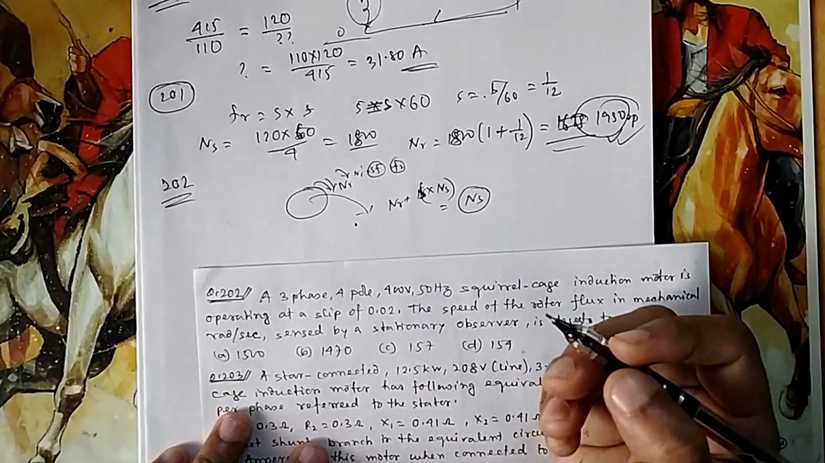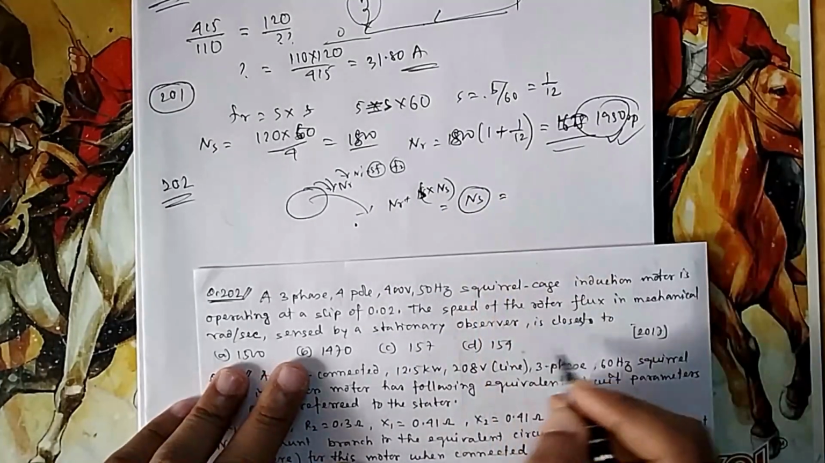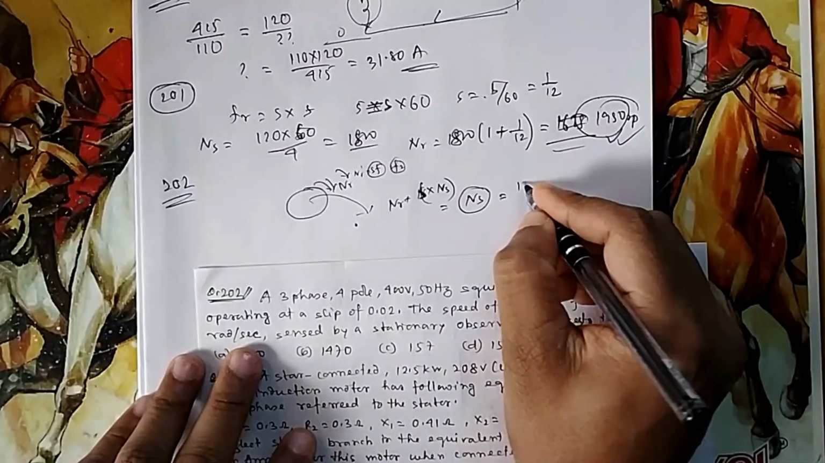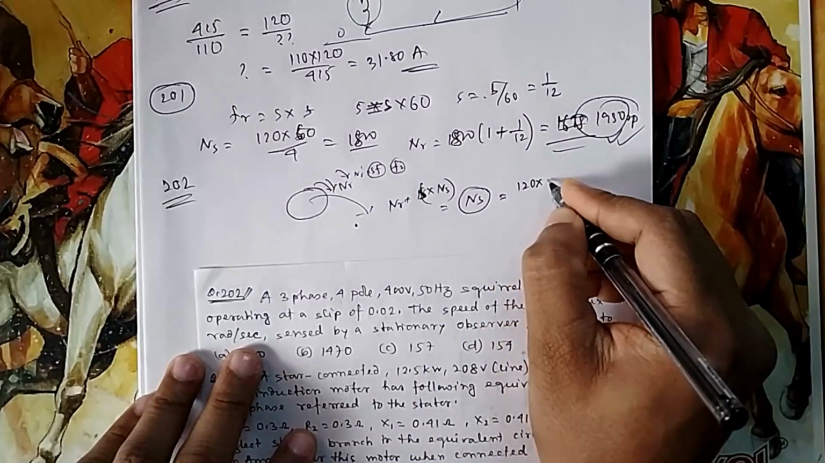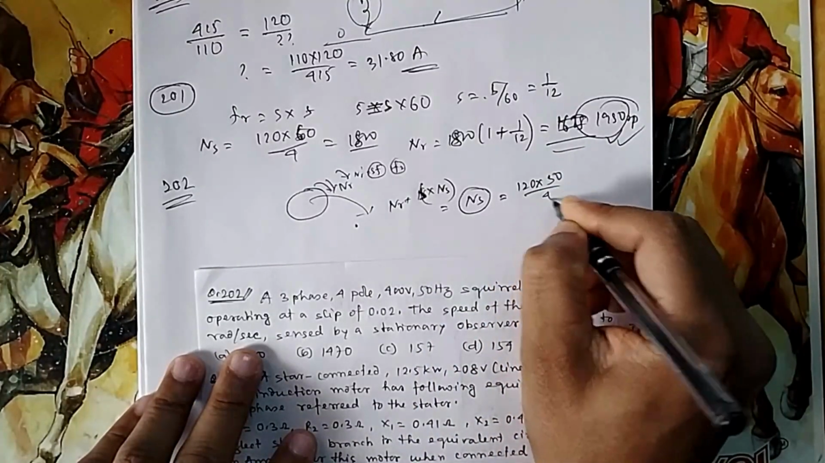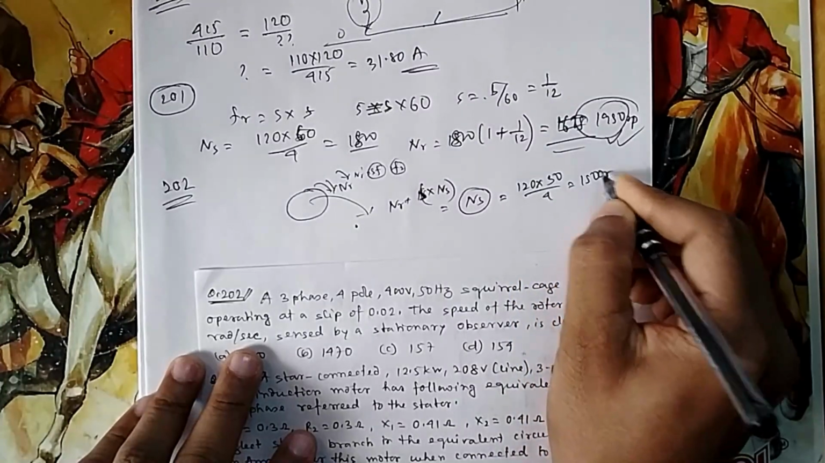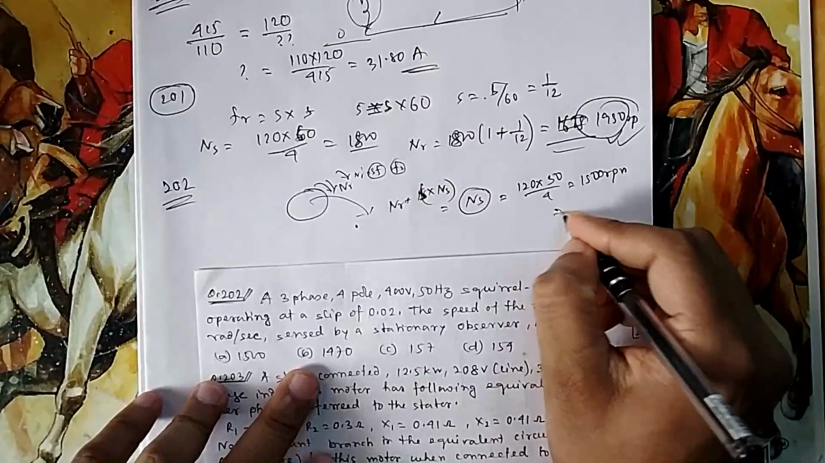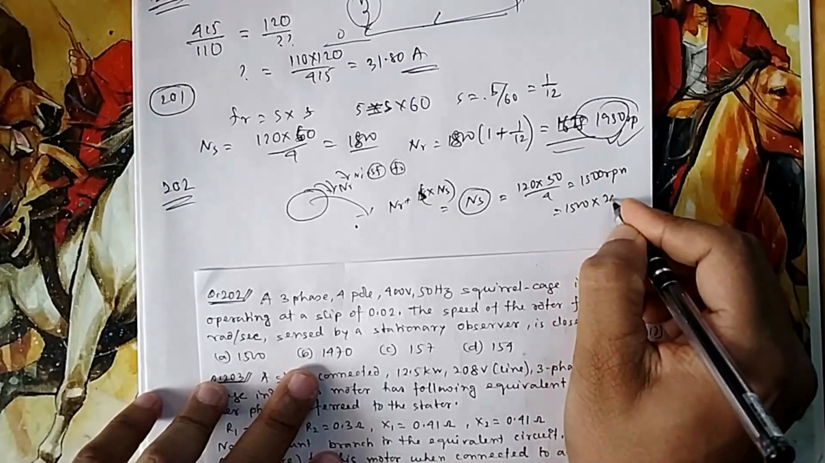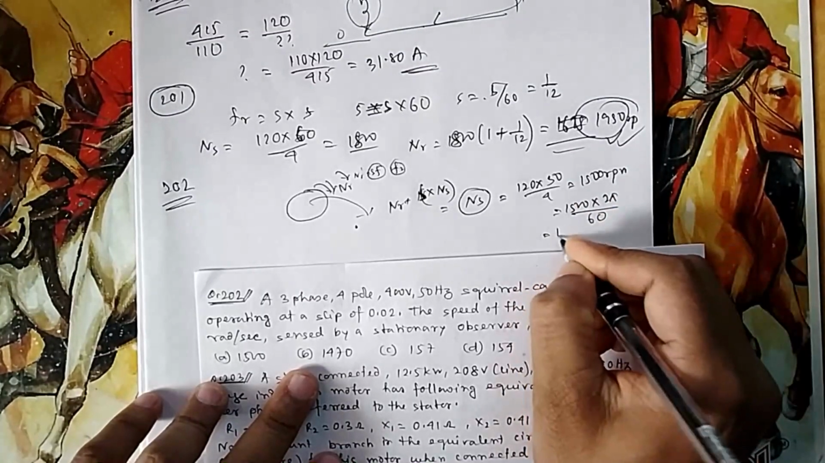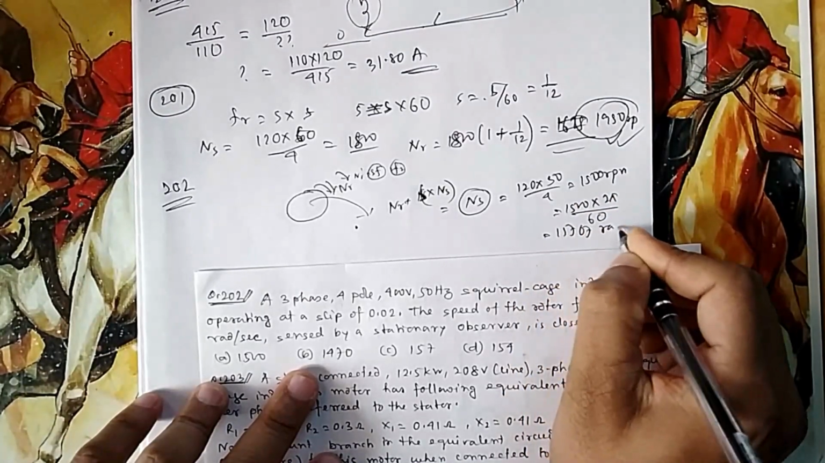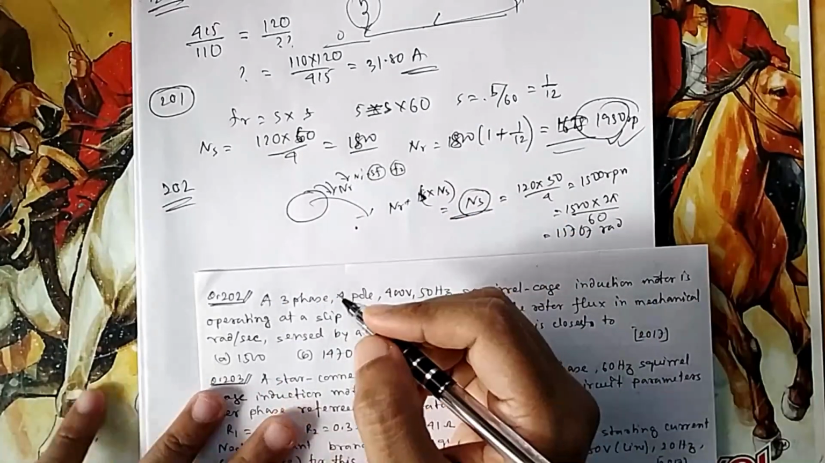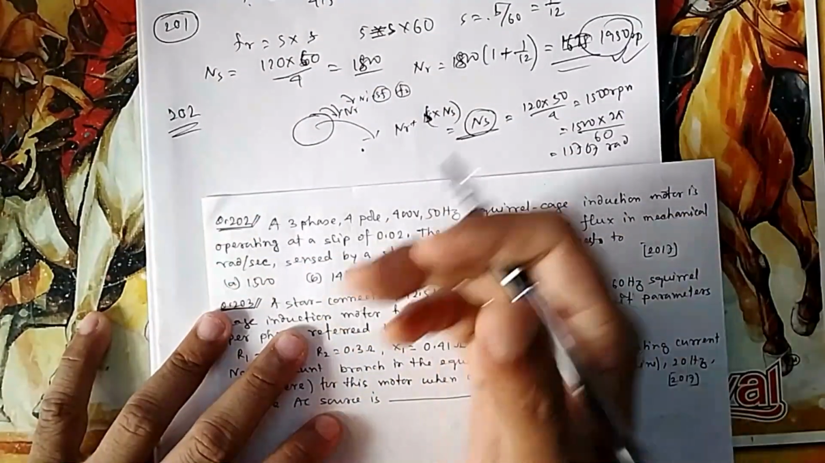From outside it will look like Ns only. So what is Ns here? It should be written in radian per second. You have to be careful. If I write 120 f by 4, that is 1500 rpm, but 1500 is not the answer. You have to write it in radian per second. So it will be 2 pi by 60, giving 157.07, because from outside both the fields are rotating at synchronous speed only.